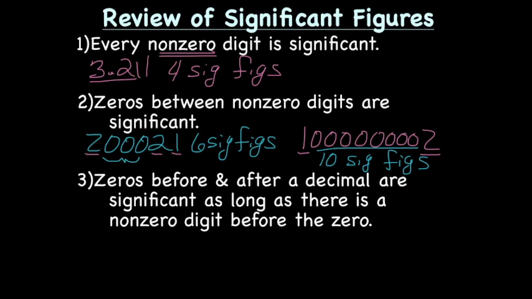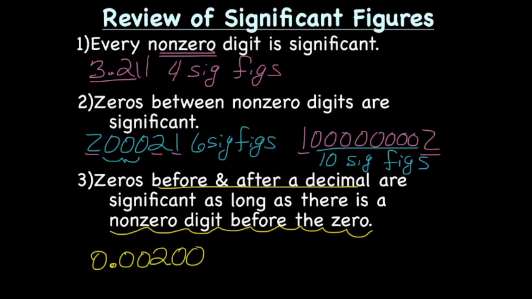All right. And last up, zeros before and after a decimal are significant as long as there is a non-zero digit somewhere before the zero. It doesn't have to be directly before, but somewhere before. Okay, so let's see. How about 0.00200? All right, so let's start with the easy one. We know that the 2 is significant because it is a non-zero digit. Okay. What about 0.00? Are they significant?